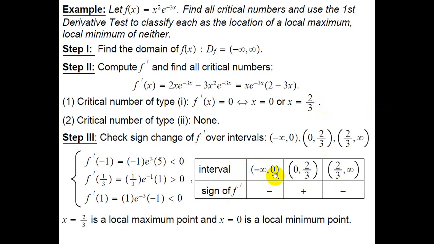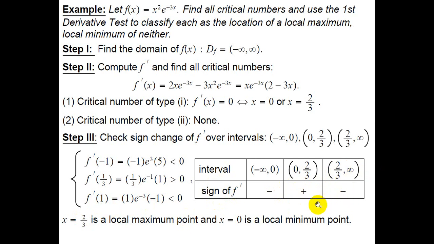For any value from minus infinity to 0, we take -2, and we get a value less than 0. That means negative. We put in a negative sign here. Then for any value from 0 to 2 by 3, we take 1 by 3, and here we get a positive slope. We give the positive sign. And again at 1, which is in the interval 2 by 3 to infinity, we get a negative slope.